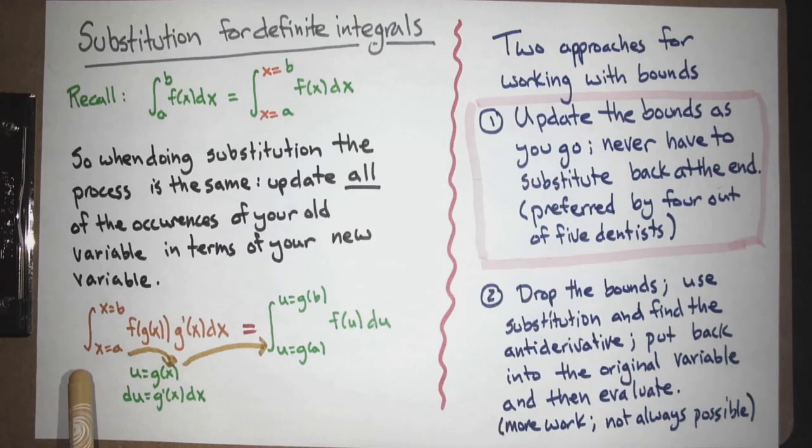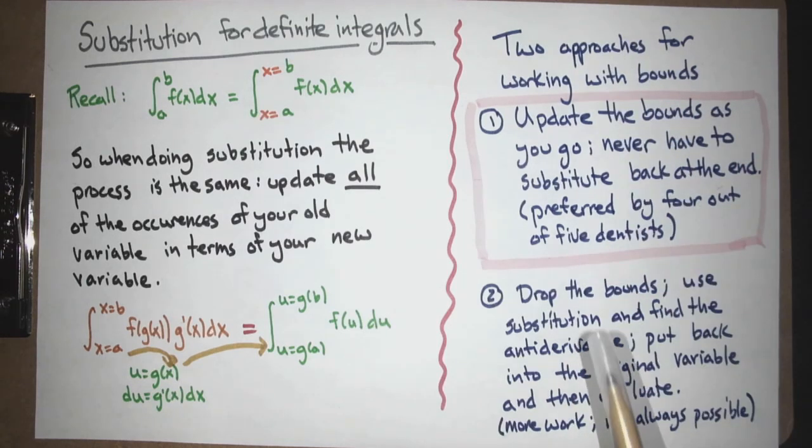So if I start at x equals a, I say, well, what's that correspond to in terms of u? And the answer is it's g of a. Same thing. If x equals b, plug it in. What does it correspond to? G of b. So you update your bounds.